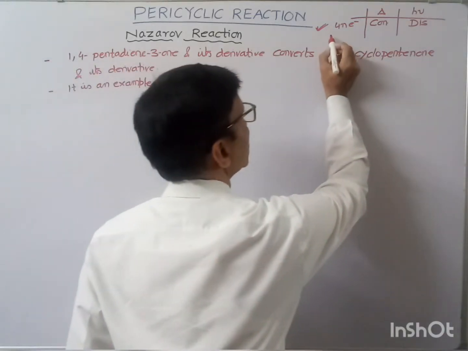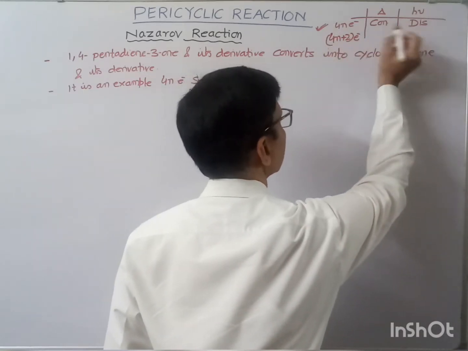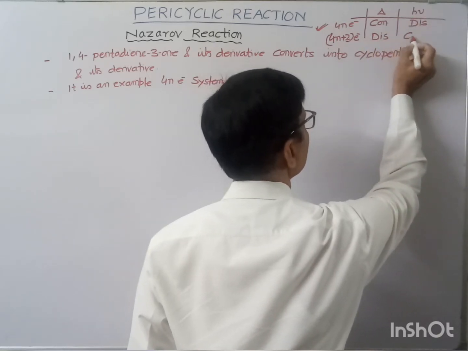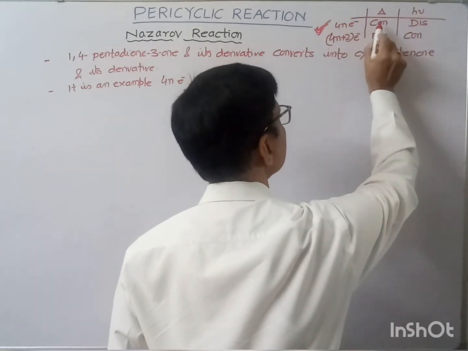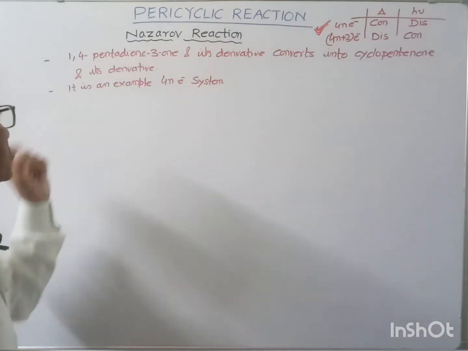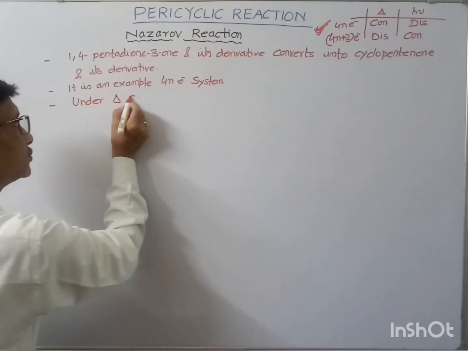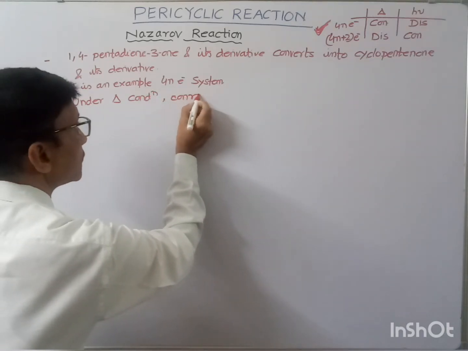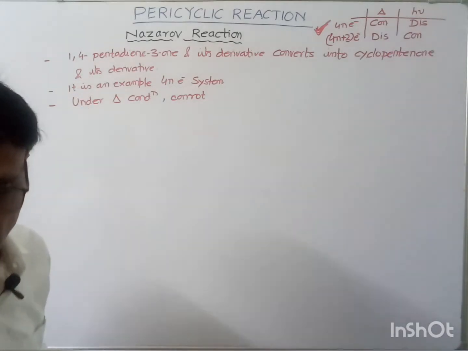Otherwise, we know that for a 4n plus 2 electron system, this is reversed. So under thermal condition disrotation and under photochemical condition conrotation. Here we are concerned with the selection rule for 4n electron system. Under thermal condition conrotation of orbitals takes place. So it means that under thermal condition, electrocyclic ring closure will take place with the conrotation of orbital.